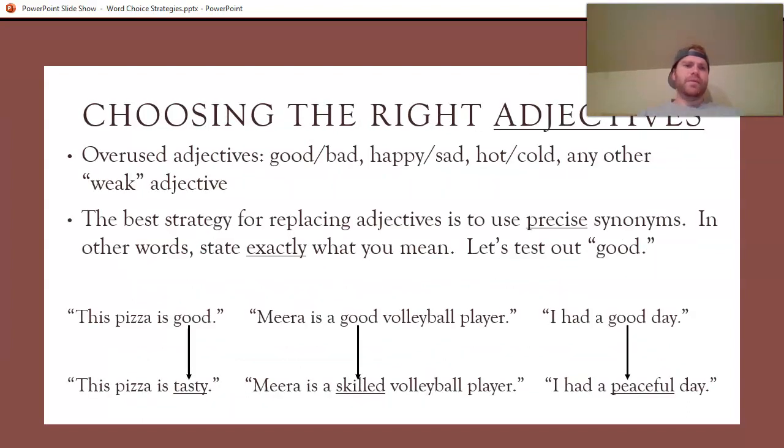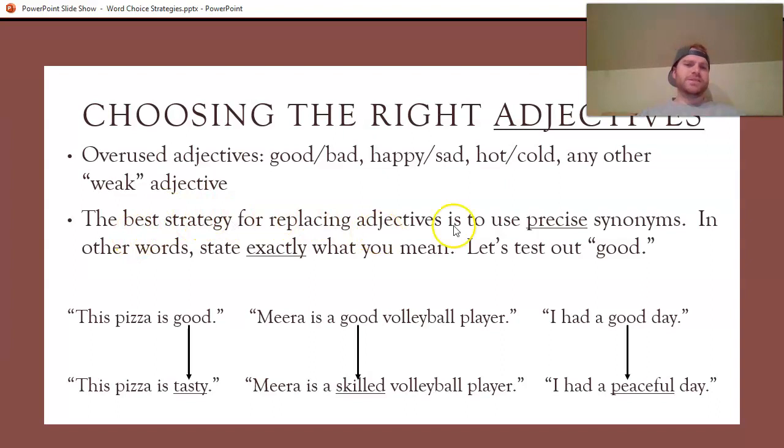Adjectives work the same way. Some overused adjectives to look for in your own writing: good and bad. Again, those are 5-cent adjectives. Let's use $5 adjectives. Happy and sad, hot and cold, any other adjective we would consider weak. Something that a 3rd grader would be able to use in writing. Let's use something that 11th and 12th graders can use in writing.